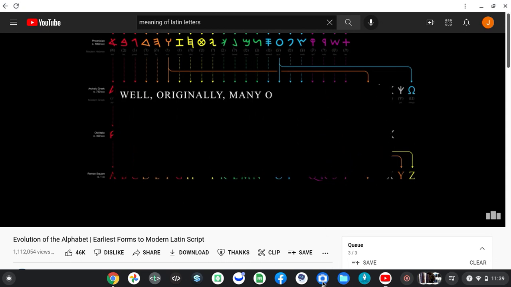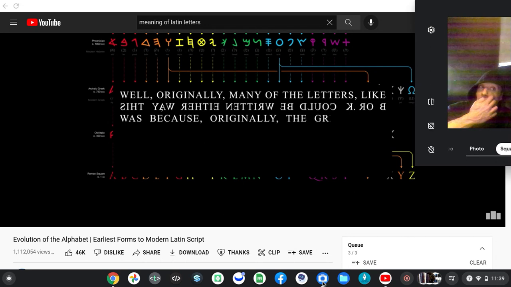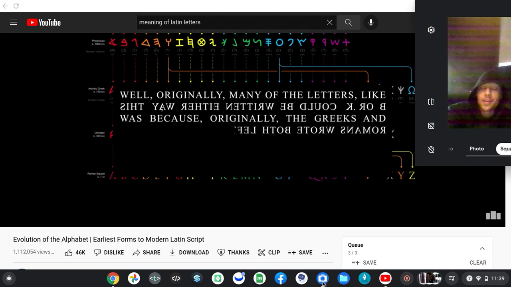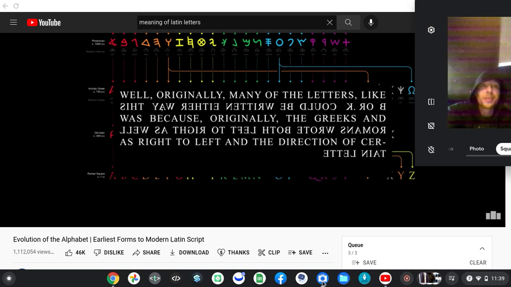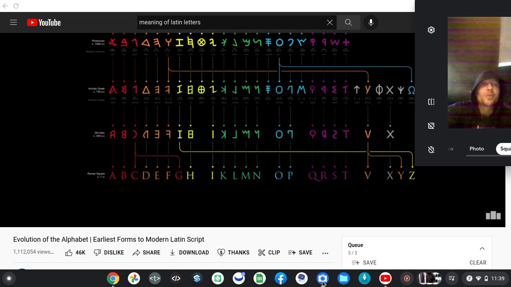Well, originally many of the letters, like B or K, could be written either way. This was because originally the Greeks and Romans wrote both left to right as well as right to left, and the direction of certain letters followed the direction of travel. Perhaps because you can read like that.